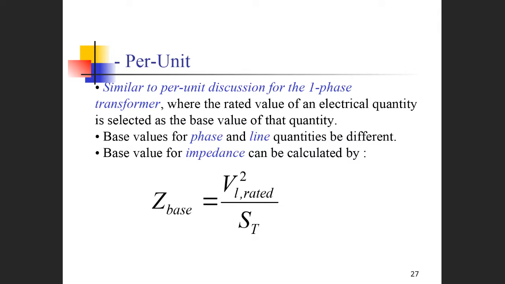Now, suppose it is a star connection. Okay, it's a star connection. The phase values, that is the phase voltage times √3.